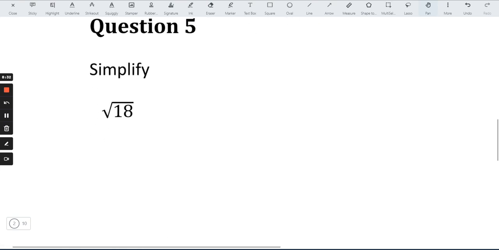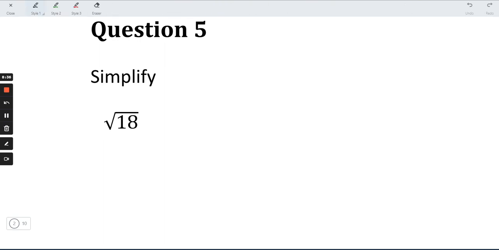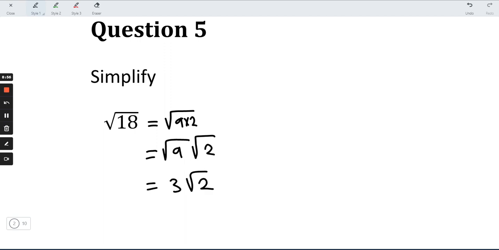Question 5 here, simplify square root 18. We know that square root 18 is no more than square root of 9 times 2, which is equal to square root 9 times square root 2, equal to 3 square root 2.